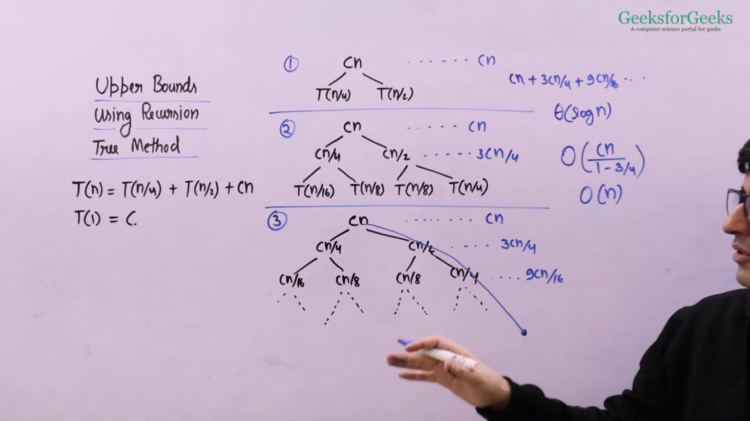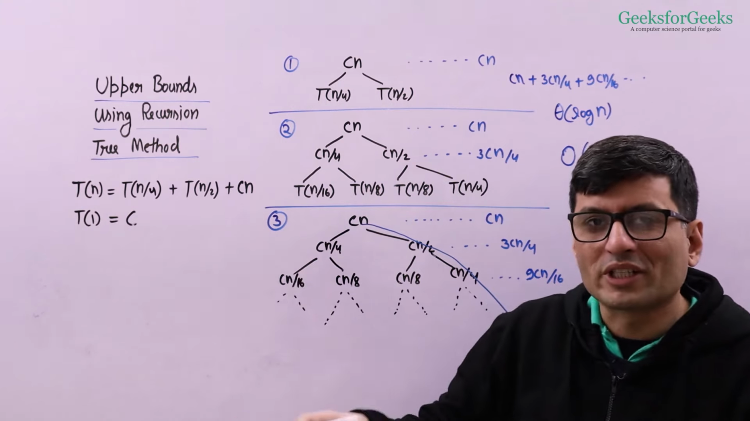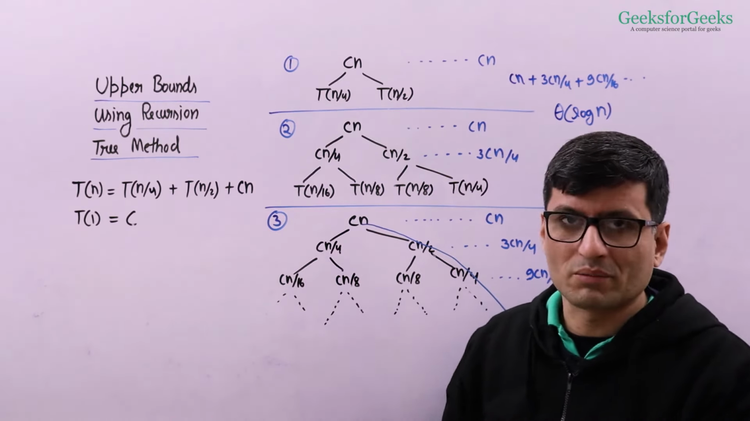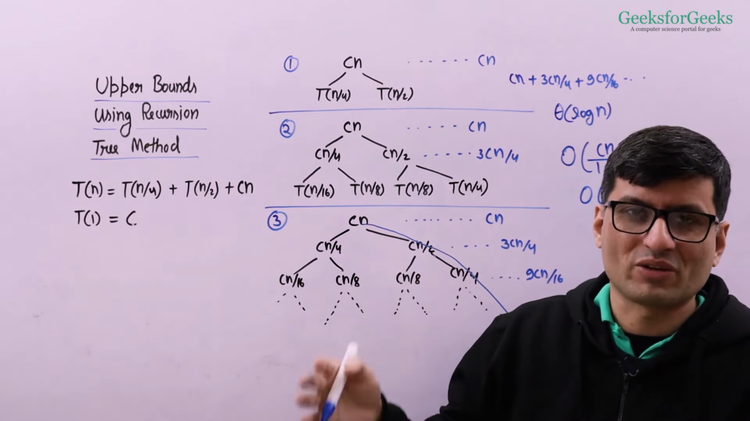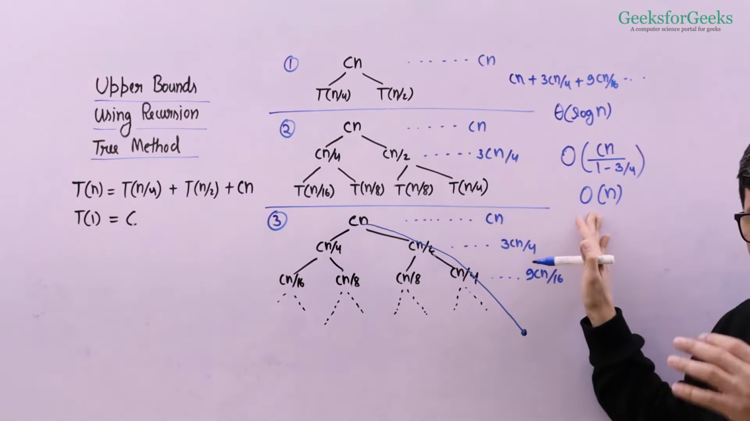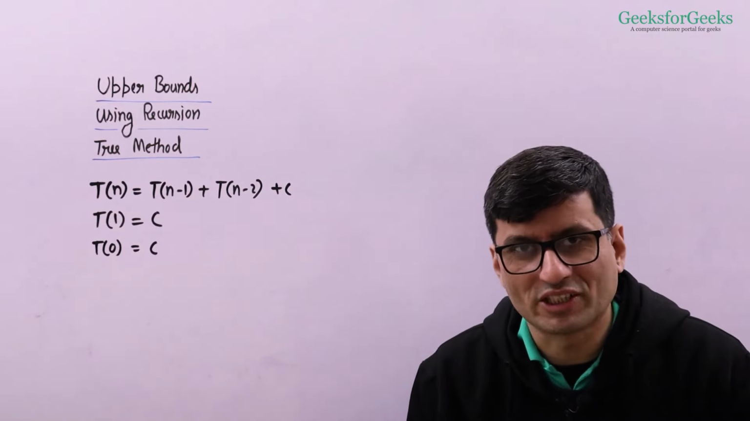So an upper bound on this recurrence is big O of n, right? We could use the recursion tree method to find an upper bound, and it's a good upper bound, right? Not a bad upper bound, not like n square or n cube. We could find a big O of n, linear time upper bound on this recurrence relation.